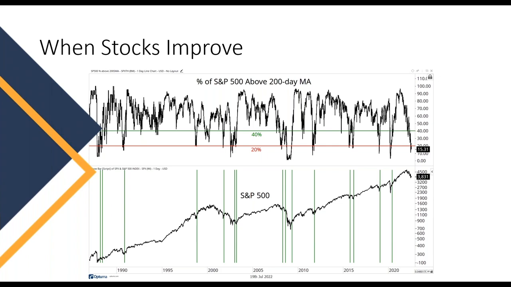Now, obviously nothing is perfect. We saw some counter-trend rallies during the dot-com bust, during the financial crisis, but when the market is showing some good strength, when we start seeing more stocks recover, it is a good sign that maybe buyers have returned to the equity market.